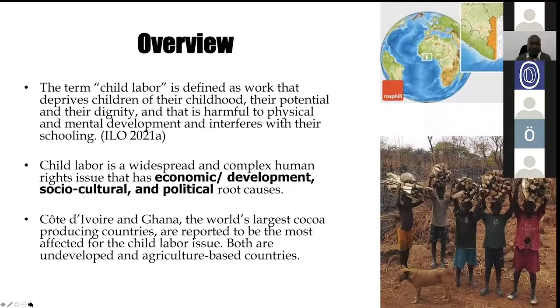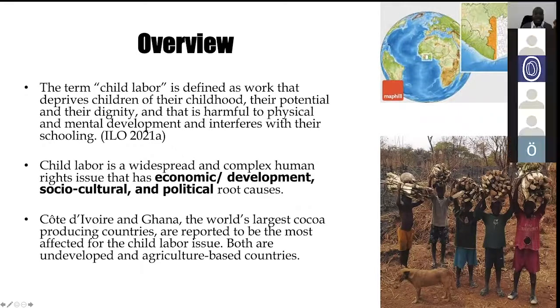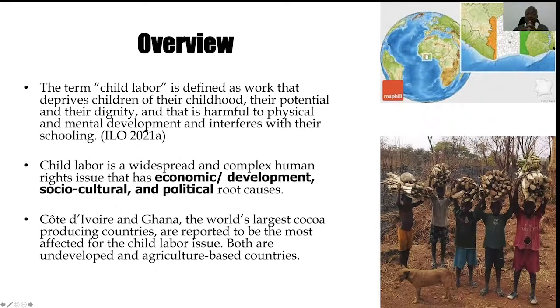So next. We are discussing the root causes of child labor, and we all know that the term child labor is defined by ILO as work that deprives children of their childhoods, their potential, and their dignity, and that is harmful to physical and mental development and interferes also with their schooling. So child labor is a widespread and complex human rights issue. That is why we are discussing today its economic, development, sociocultural, and political root causes.